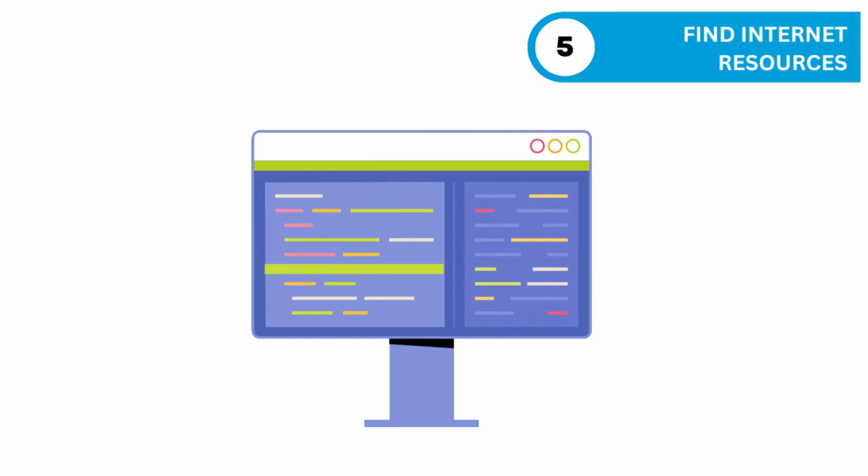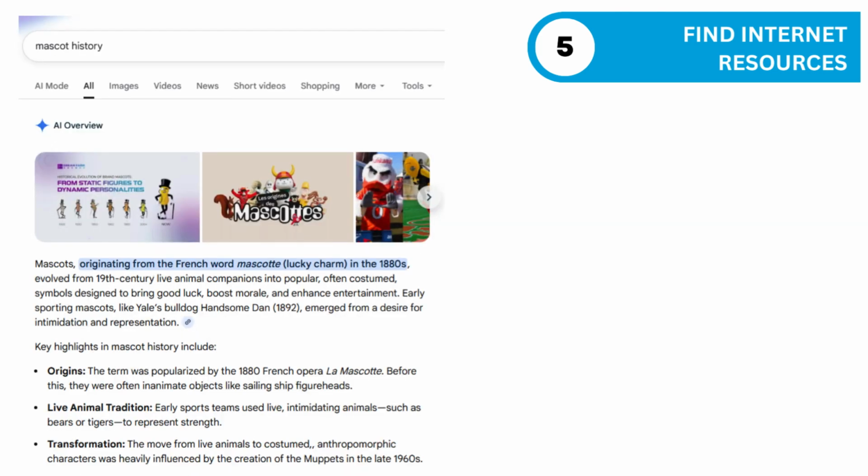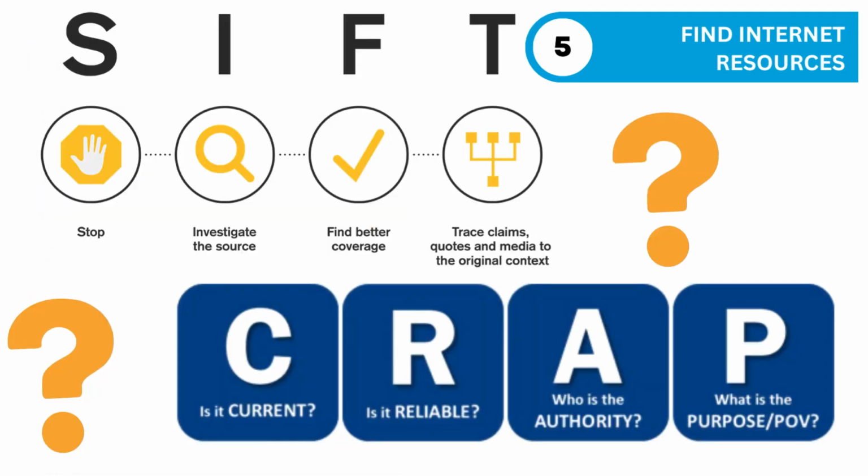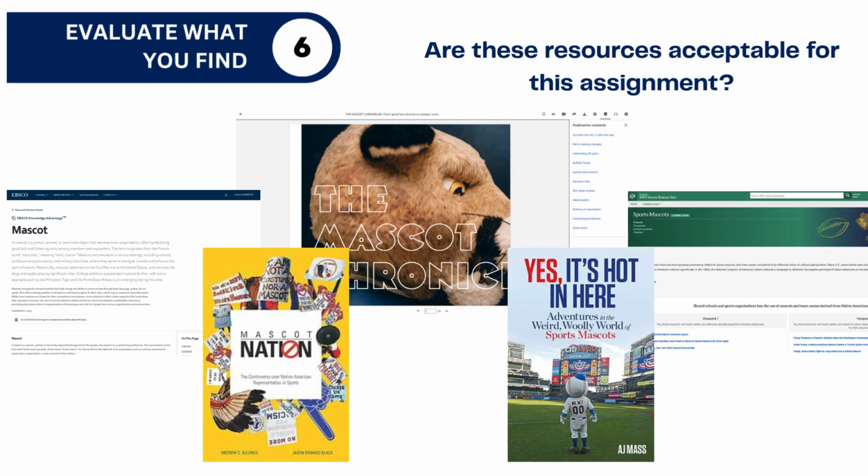Step 5. Find internet resources. Finding reliable internet resources is challenging. Remember, a majority of the information on the surface web is not edited and not from credible sources. When using internet resources, make sure to use the SIFT or CRAP tests to ensure the website you're using passes the tests. Step 6. Evaluate what you find.